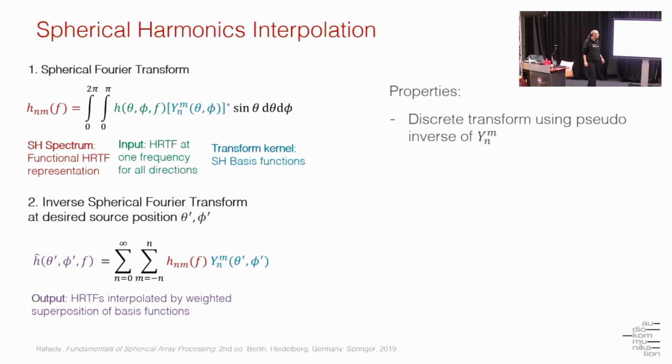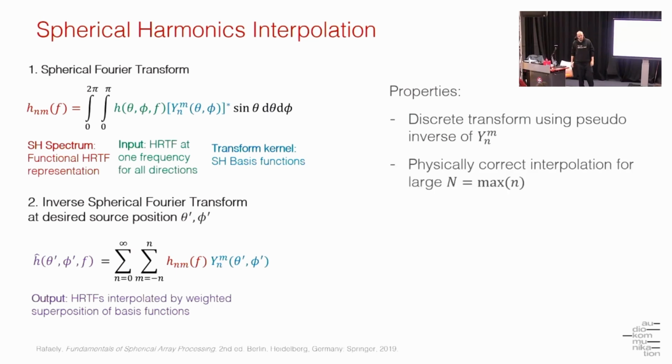Now for simplicity, I was showing the integral equation here. If we have a discrete set of measured source positions, we need to use a discrete transform. But we can do that by setting up a matrix that contains the spherical harmonics for all orders n and degrees m, and for all positions for which we have measured HRTFs. And we can then invert this matrix using the pseudo-inverse, for example, to obtain our spectrum.